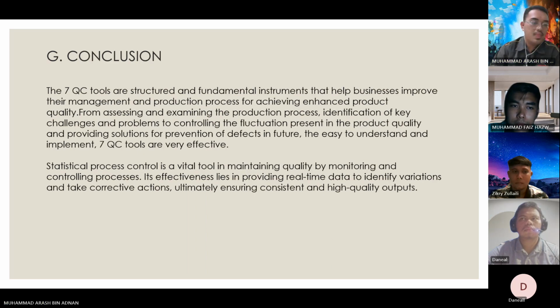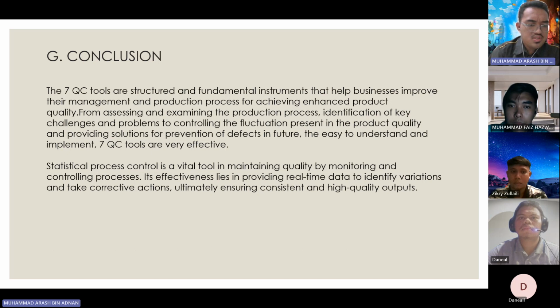Conclusion. The 7 QC tools are structured and fundamental instruments that help businesses improve their management and production process for achieving enhanced product quality. From assessing and examining the production process, identification of key challenges and problems, to controlling the fluctuation present in the product quality and providing solutions for prevention of defects in future. The easy to understand and implement 7 QC tools are very effective.